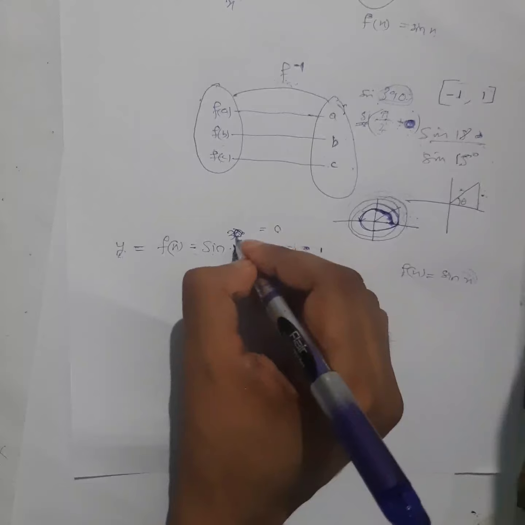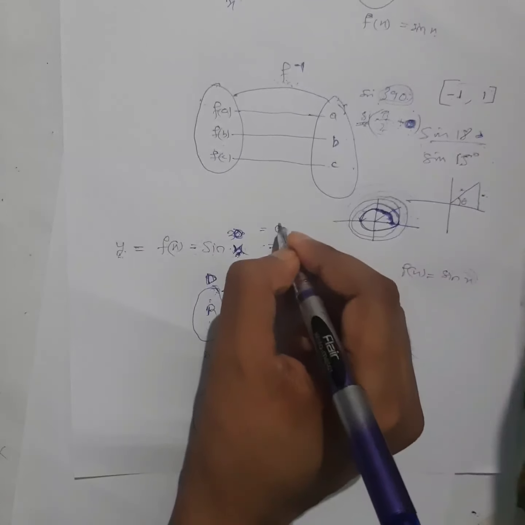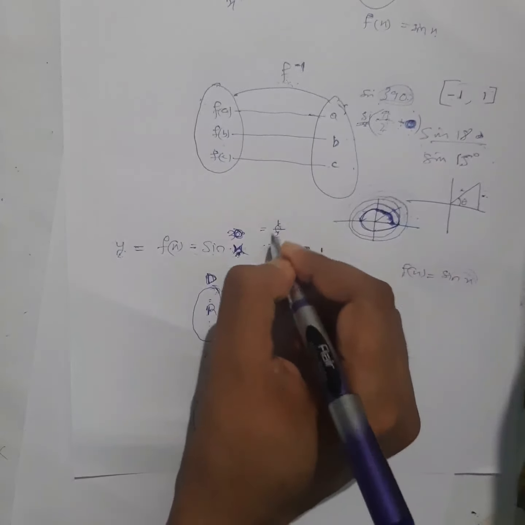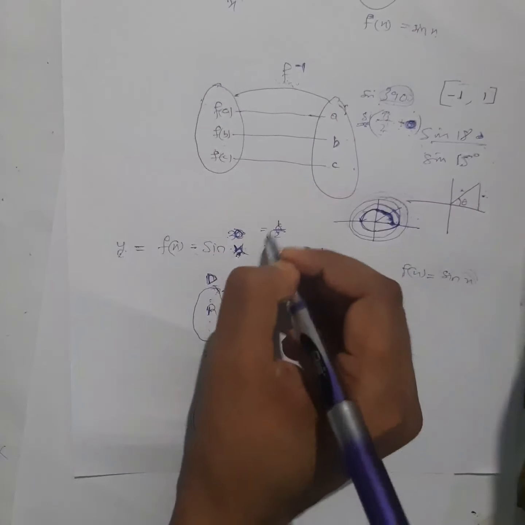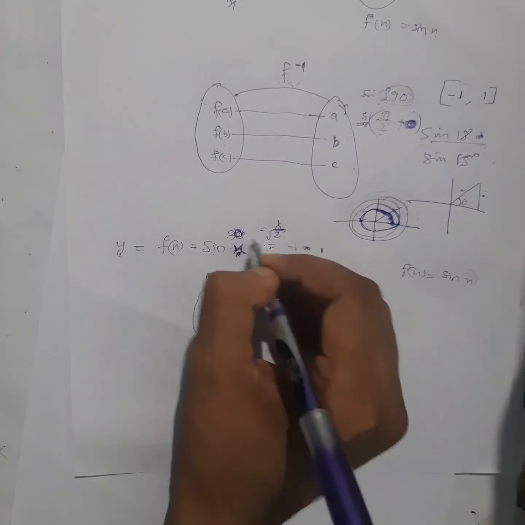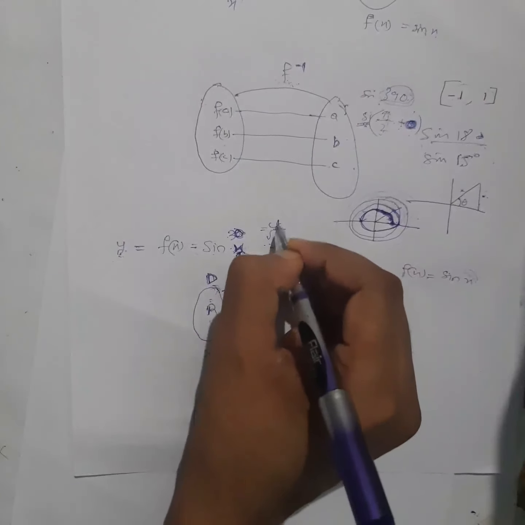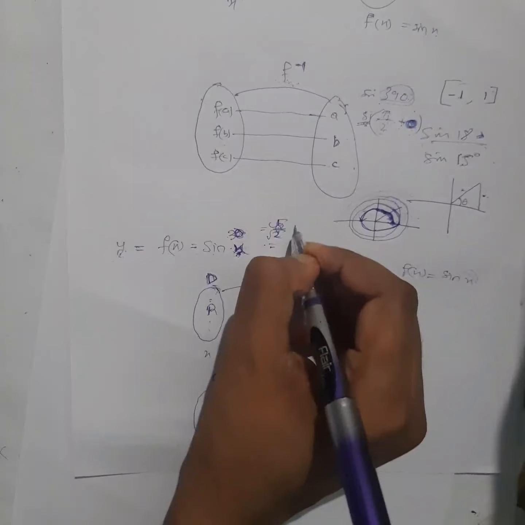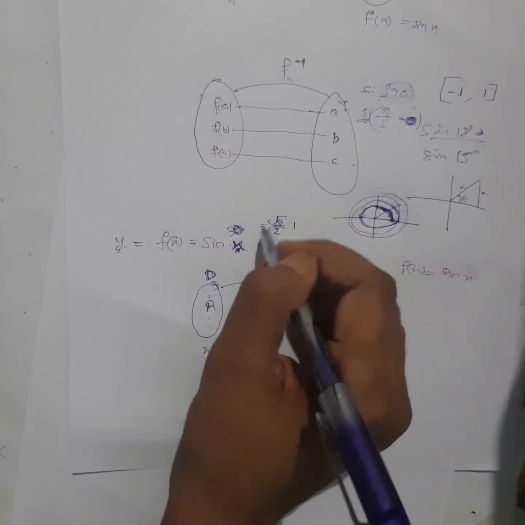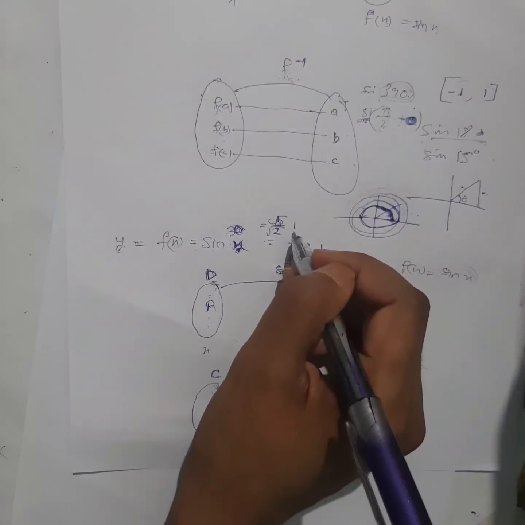If I take x = 30, what will I get? I will get 1/2, between -1 and 1. If I take 45, 1/root 2, between -1 and 1. If I take 60, root 3/2. If I take 90, you will get 1. If I take more, you will get something between -1 and 1 only.